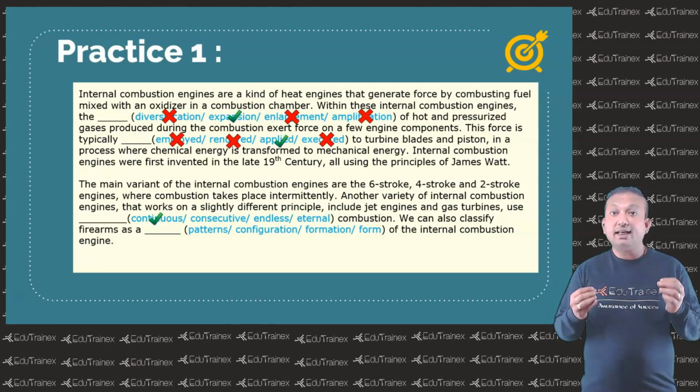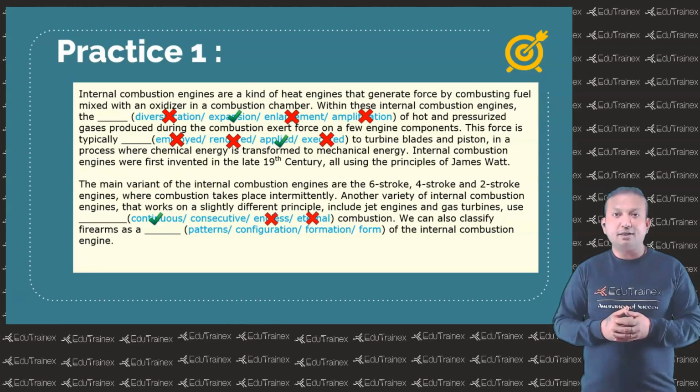Now eternal and endless are related to things that last forever. And we all know that's not the case with engines that definitely need fuel. So these two are wrong. Then consecutive means in sequence. So again, incorrect. Let's look at the last blank.